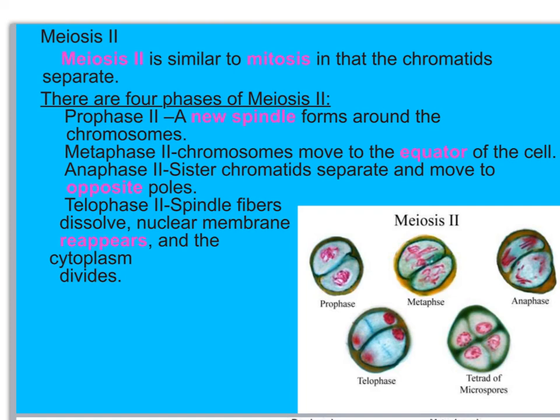And then in telophase 2, which would be your last phase of meiosis 2 and meiosis altogether, your spindle fibers are going to go away because your chromosomes have reached opposite sides of the cell, to their new location. Then you get 4 new nuclear membranes that appear. And then after that, you'll have a cytokinesis, which is going to divide out your cytoplasm into your 4 new cells.